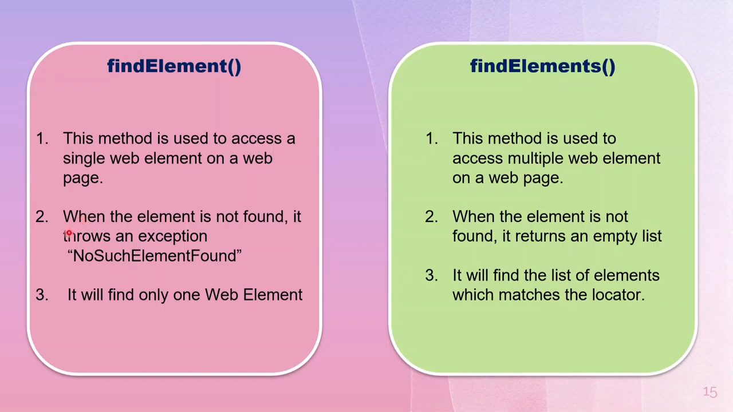Next, in findElement, when the element is not found, it throws an exception. Whenever the element is not found in findElement, it will throw an exception such as no such element found. Whereas in findElements, when the element is not found, it returns an empty list. Next, findElement will find only one web element, whereas findElements will find the list of elements which match the same locator. Like if we have written A as a tag name and we find the number of A tags, it will return the list of elements, as I have shown in the program.